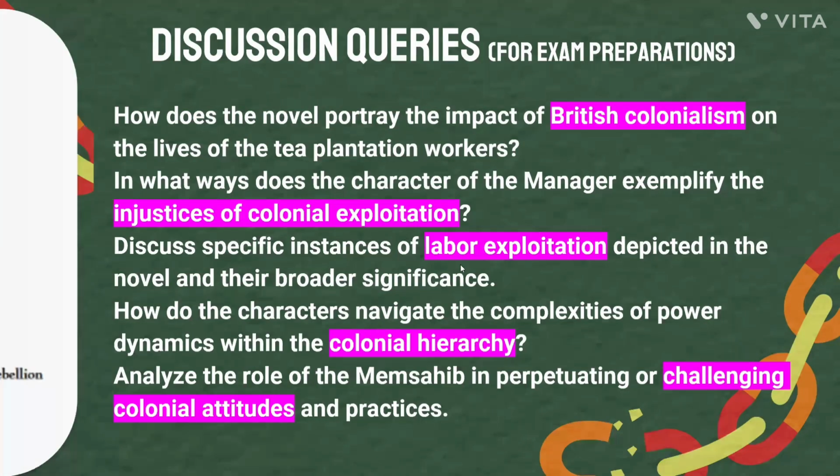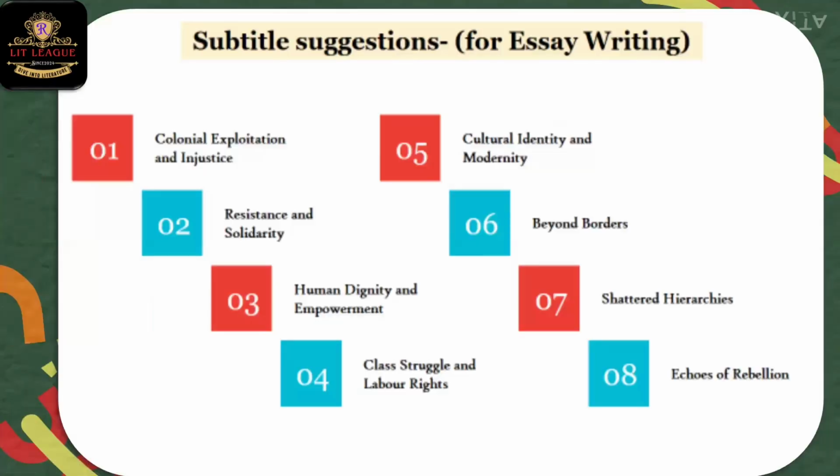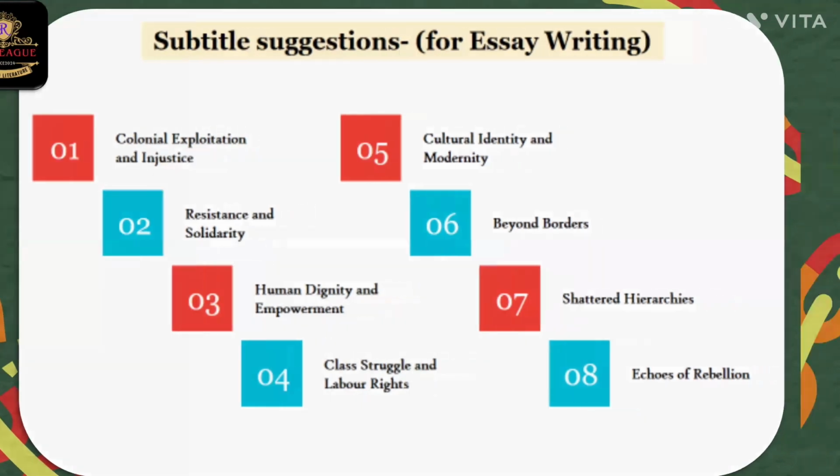Let's move on to the subtitles suggestions. Here I have given you some of the subtitles in connection with the discussion and directly connected with the summary of the novel. Colonial exploitation and injustice, resistance and solidarity, human dignity and empowerment, class struggle and labor rights, cultural identity and modernity, beyond borders, shattered hierarchies, echoes of rebellion. These are the suggestions you can pick for your essay while writing the subtitles.